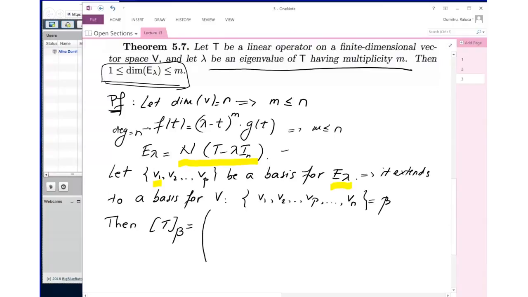So T of V1 is lambda V1, right? Because it's in the null space here. T minus lambda identity of V1 is 0. That's what null space means, right? So T of V1 minus lambda V1 is 0. So T of V1 is lambda V1. Okay, but that will give us the first column of the matrix, right? Which is going to be lambda, 0, 0, 0, all the way down. What's the second column? 0, lambda, and then all the way down with zeros because it corresponds to T of V2, right? Now, how far can I go with this?